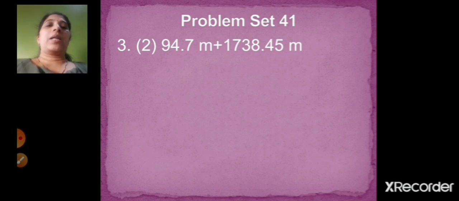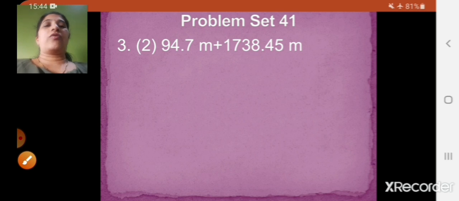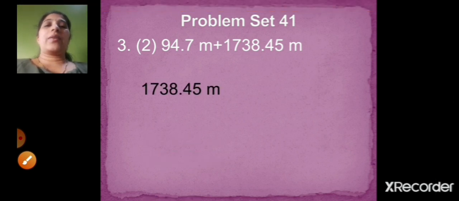What is the second one? 94.7 meter plus 1738.45 meter. Now see children, the first number before the decimal point is 2 digit, and the second number which you are going to add is a 4 digit number before the decimal point. So you will have to take the second number first when you are arranging it vertically. So first you will take 1738.45 meter. Now you will take the second number, that is 94.7 meter.